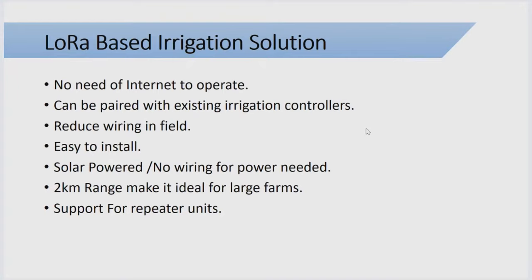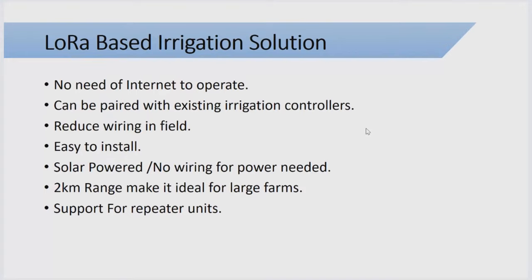Another thing is that it can be paired with existing irrigation controllers. There are several irrigation controllers from different companies that are used to control valves. But the problem is that we have to lay down wire, and the wire has to go to a certain location. So we have to place our valves in a very close area, because the wire length cannot be long. This creates a problem in deployment.